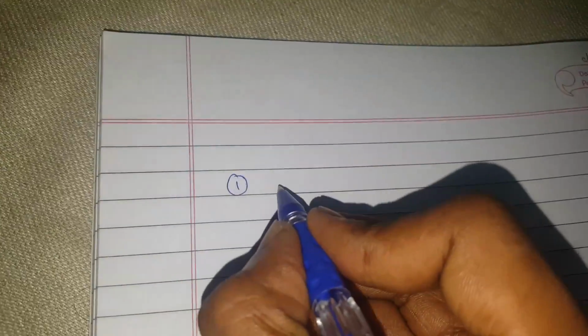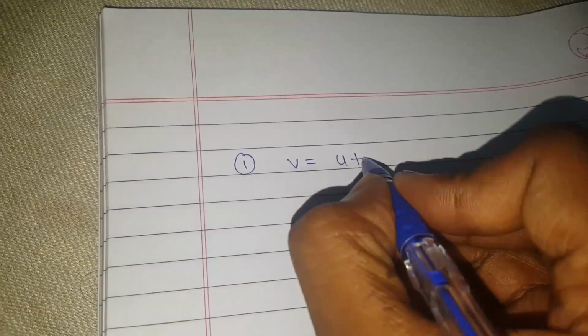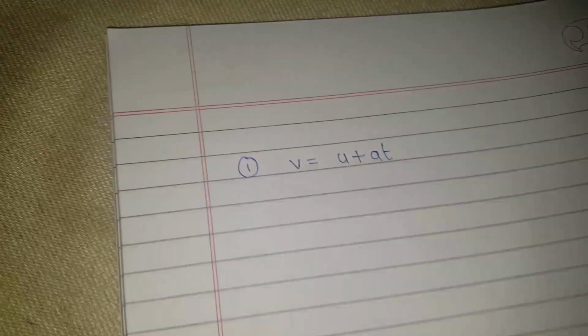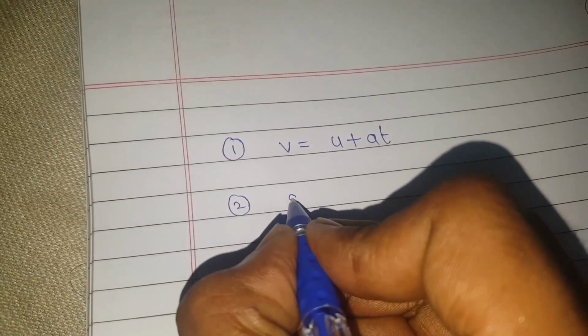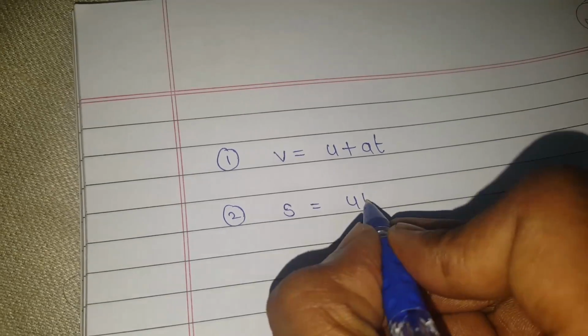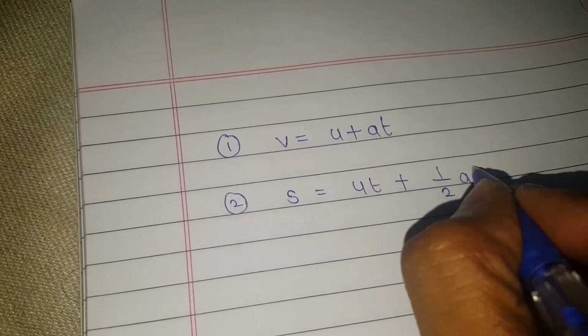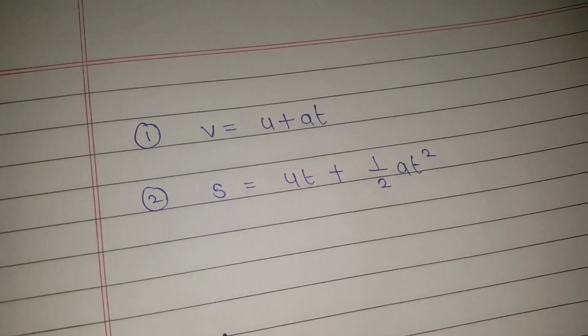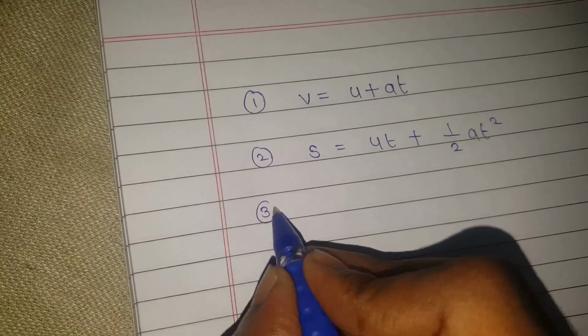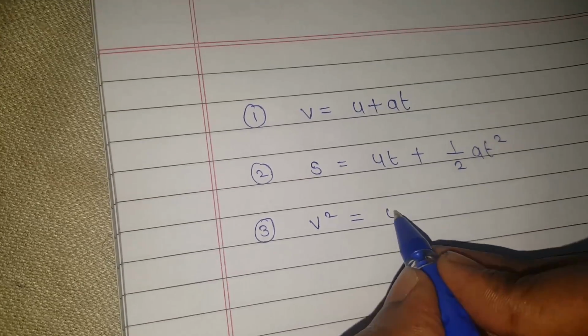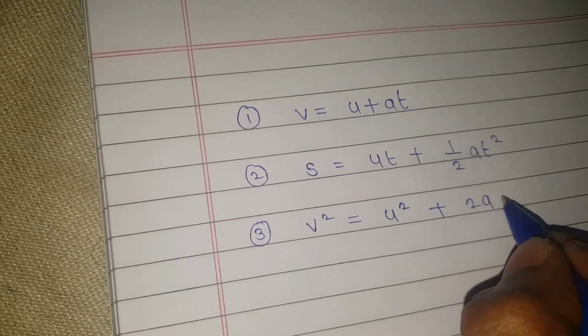Friends, my name is Krishna Kompalwar and today we are going to learn how to derive the three equations of motion. So what are the three equations of motion? The first one is v equals u plus at. The second equation is s equals ut plus half at square. And the third equation is v square equals u square plus 2as.